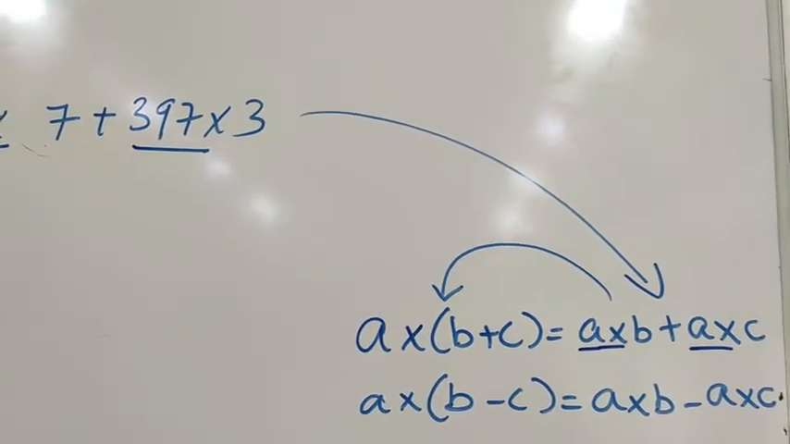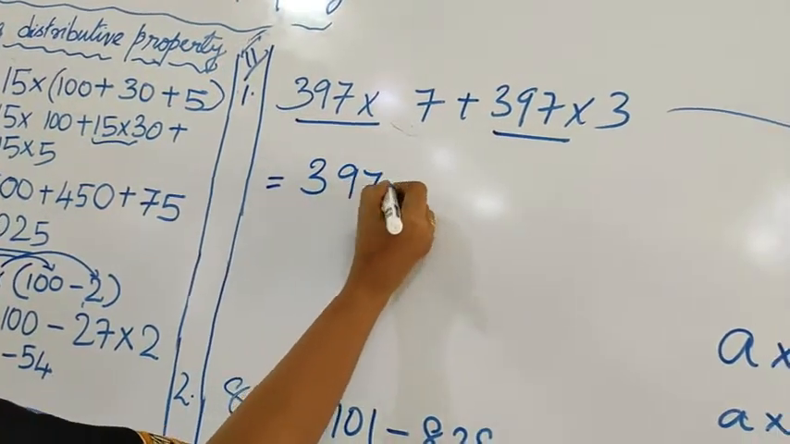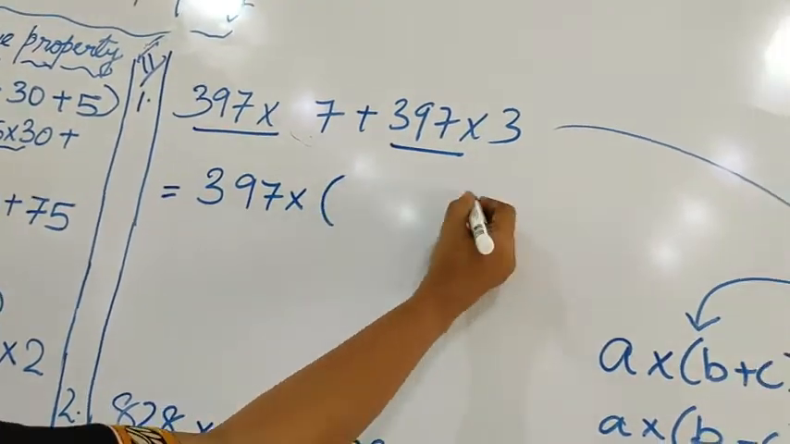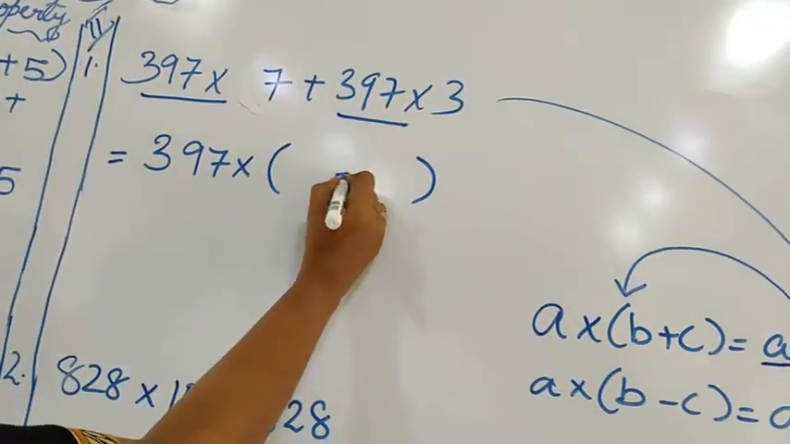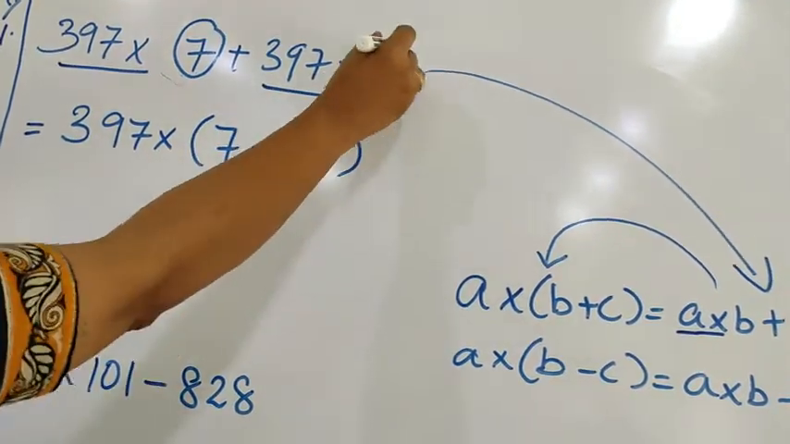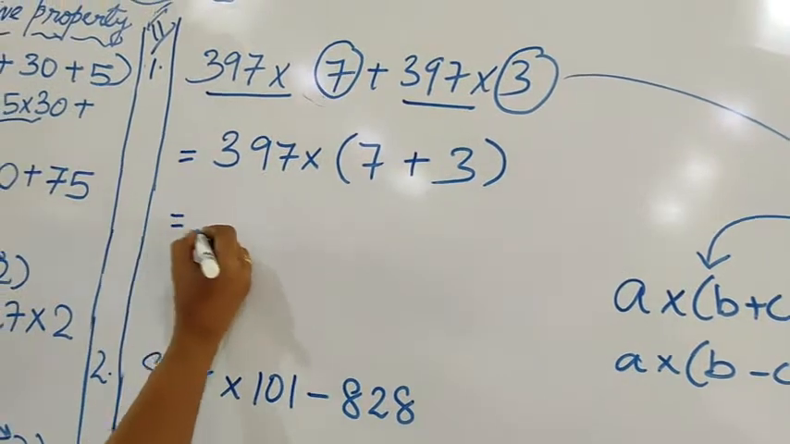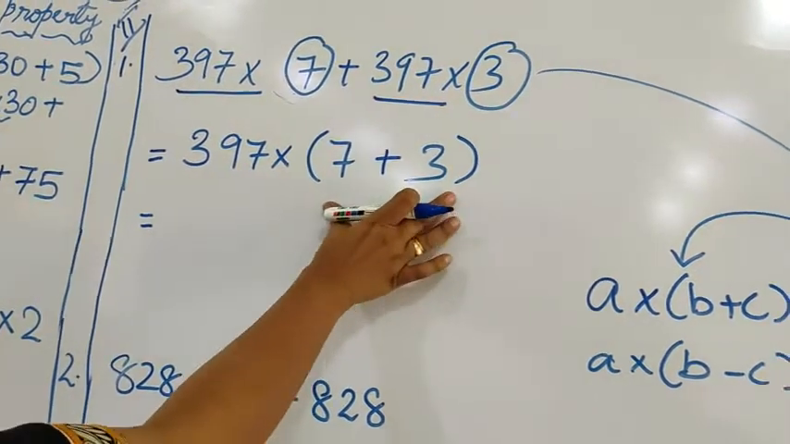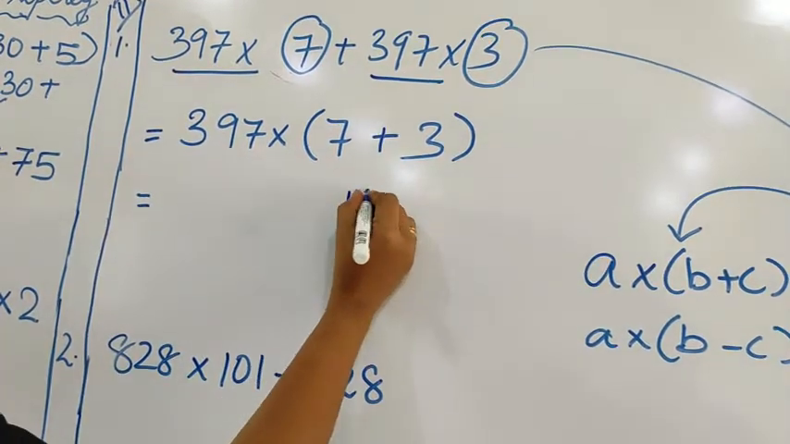So I will write 397 into, then I will put the bracket. Symbol is plus. What is left? 7 is left. I wrote 7 here. What is left here? 3 is left here. So now when bracket comes, you have to do bracket first. What is 7 plus 3? 10.